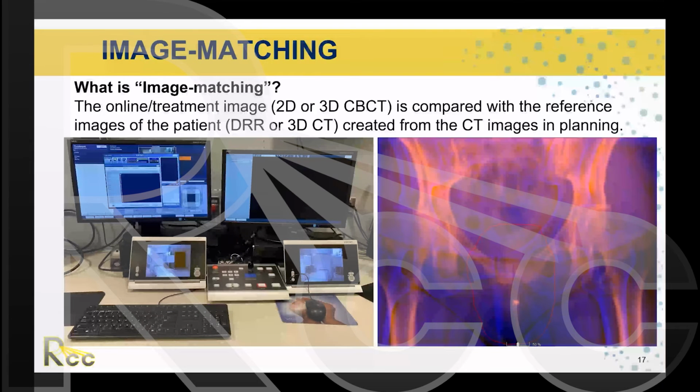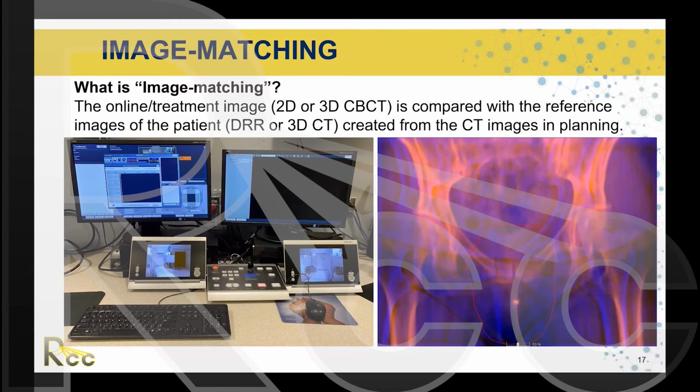So really what we want to get into is the image matching part of this. We've taken all these images, we have all of our protocols developed, and what do we do with them now? Image matching is really the comparison of an image taken on the treatment machine with imaging from treatment planning. So we have our patient on the couch, we have our treatment plan. How do we match those up to make sure that where we are is where we should be?